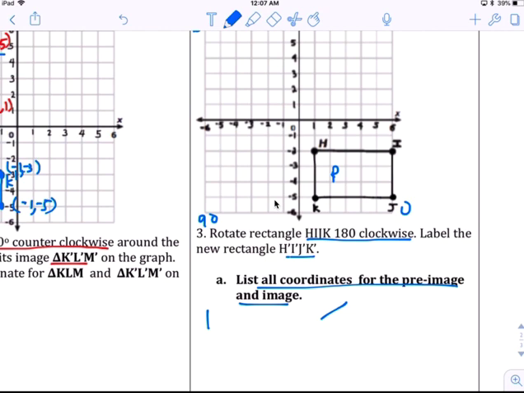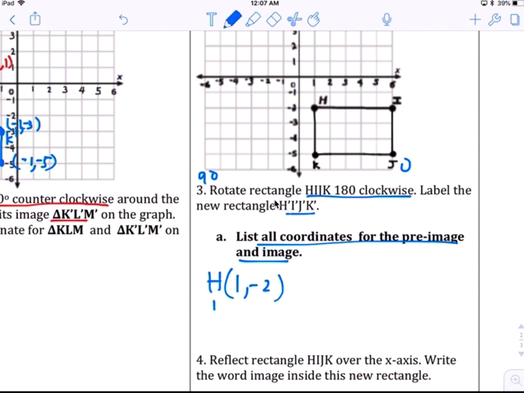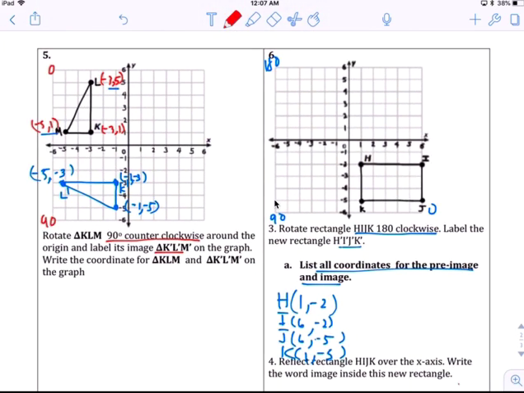Supposed to graph it too. H first is 1, negative 2. I is 6, negative 2. J is 6, negative 5. K is 1, negative 5. Okay, now we're gonna do 180 degrees, stays the same.